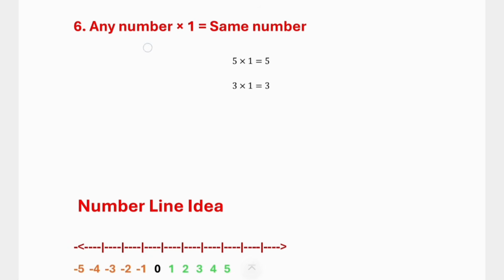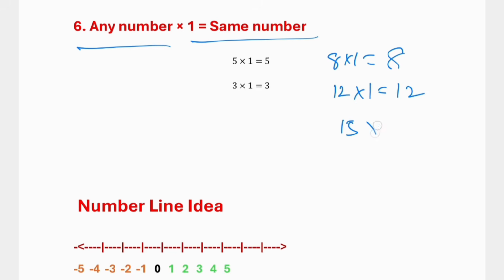And the last one is any number into 1 is equal to the same number. When we multiply any number with 1, we get the same answer. For example, 8 into 1 is equal to 8. 12 into 1 is equal to 12. 15 into 1 is equal to 15. In all cases, when any number is multiplied with 1, we get the same result.